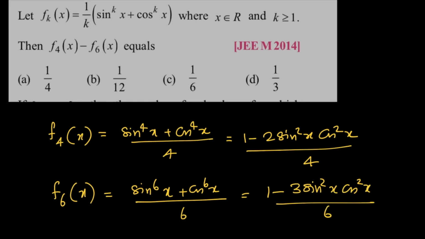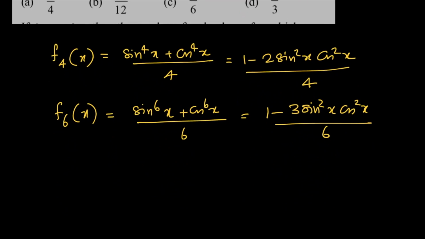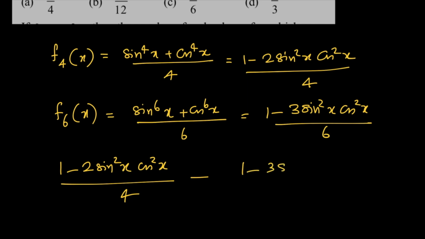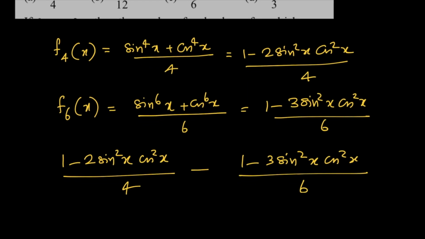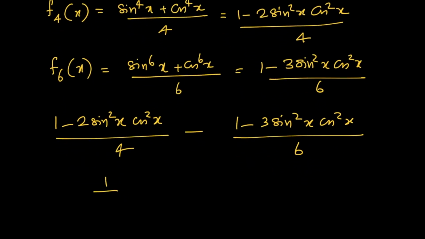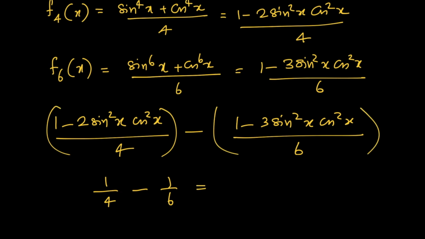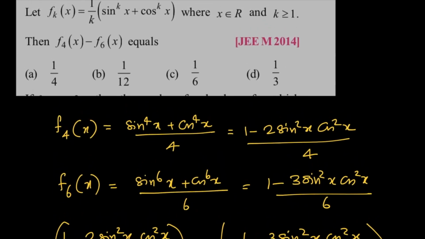Now what we are asked to find is f4 of x minus f6 of x. So we have 1 minus 2 sine squared x cos squared x, whole divided by 4, minus 1 minus 3 sine squared x cos squared x, divided by 6. So what really happens is we have 1 by 4 minus 1 by 6, because the other term is half sine squared x cos squared x on both terms, they'll get cancelled. So you're left with 2 over 24, which is 1 by 12. So 1 by 12 is the answer.